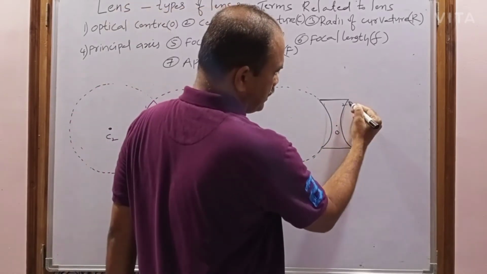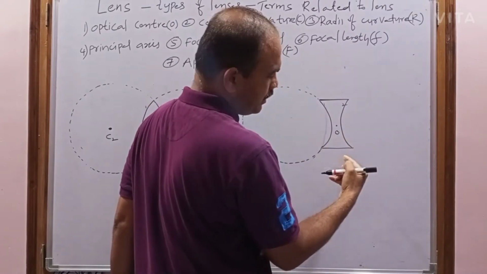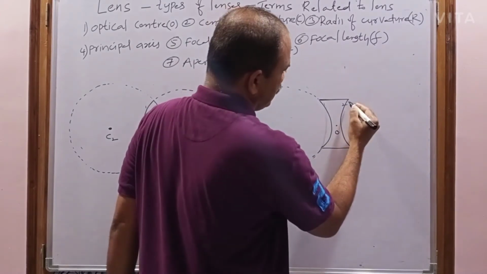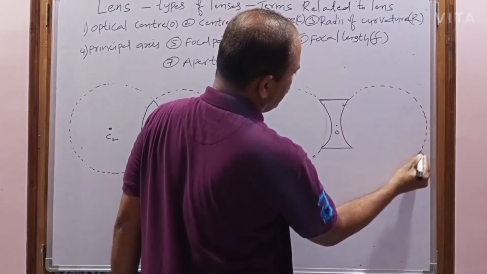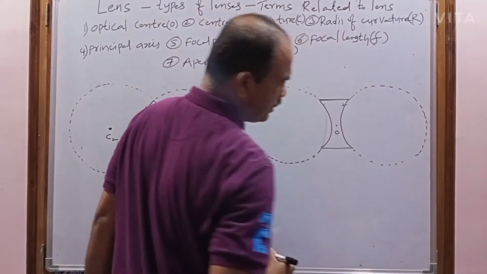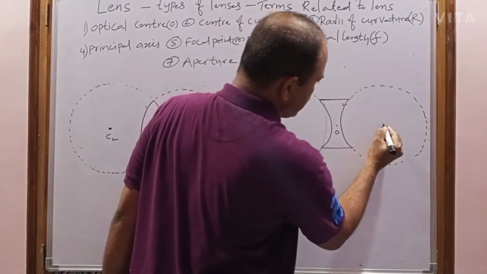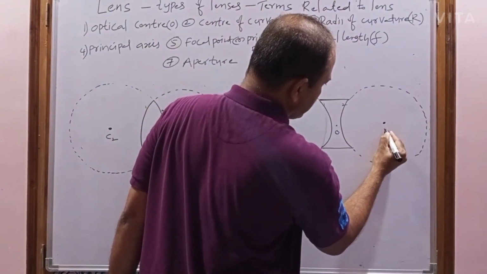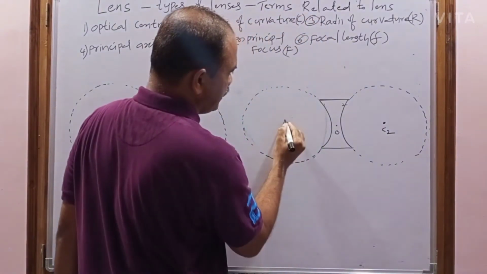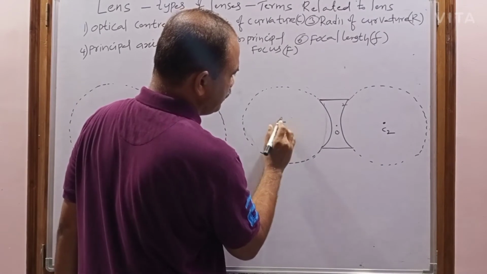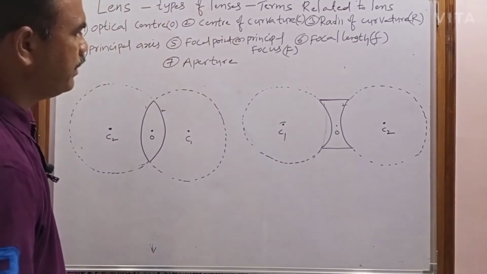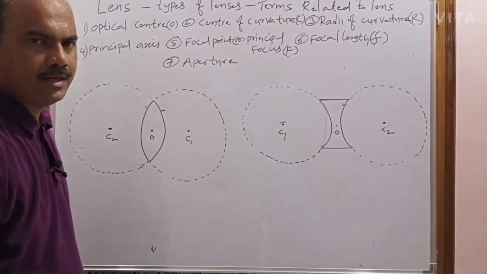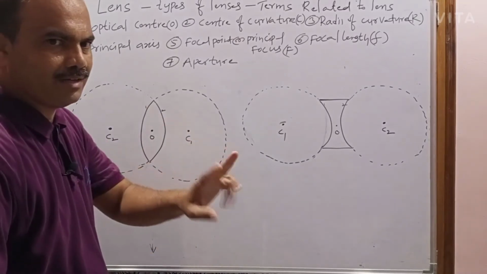Now this is the second spherical surface of the concave lens. By taking the second surface, when I draw the sphere, you get the sphere. The center of the sphere is called what? Center of curvature. This is the center of curvature of the second surface, and this is the center of curvature of the first surface. So for every lens, how many centers of curvature are there? Two centers of curvature.